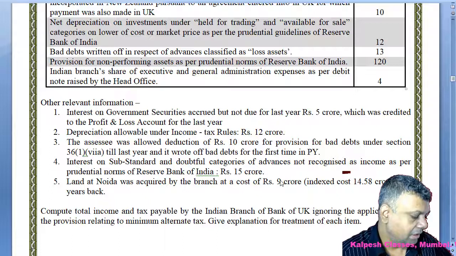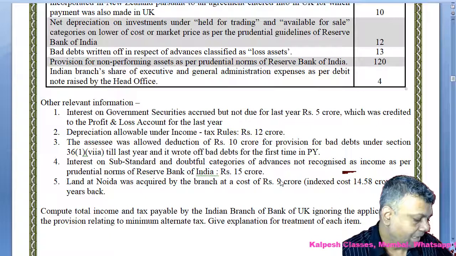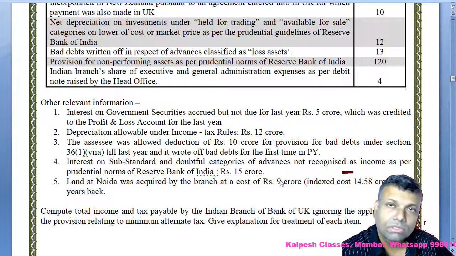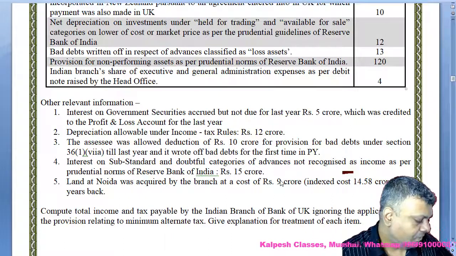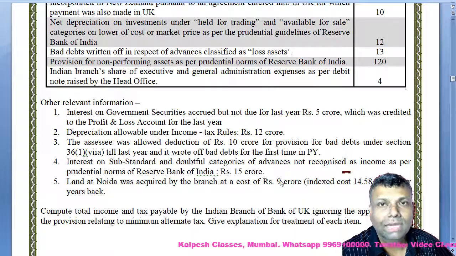The interest on substandard and doubtful categories of advances not recognized as income as per the prudential norms of the Reserve Bank of India is rupees 15 crores. Land at Noida was acquired by the branch at a cost of rupees 9 crore. Indexed cost is 14.58 crores. Compute the total income and the tax payable by the Indian branch of a Bank of UK, ignoring the applicability of the provisions relating to minimum alternate tax. Give an explanation for the treatment of each of the items.